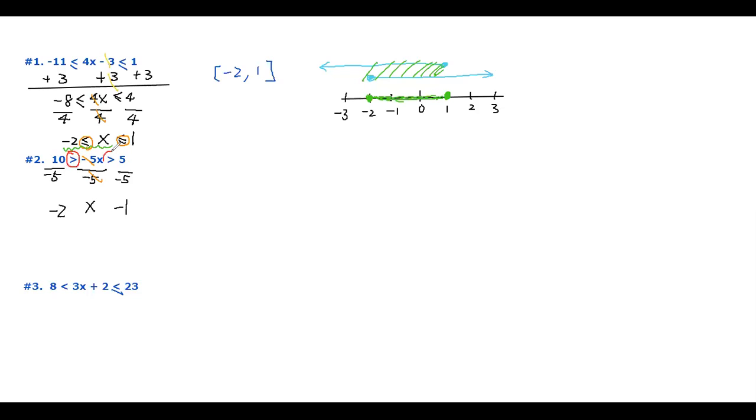How about my inequality sign? Do I keep it or do I need to switch? Here I divided by a -5. Every time I divide by a negative number, I need to switch the sign, right? So I switch it this way, so it's x is greater than -2 and less than -1.